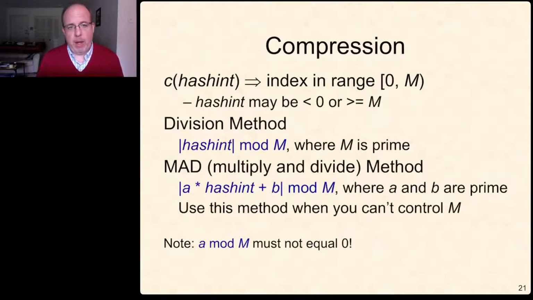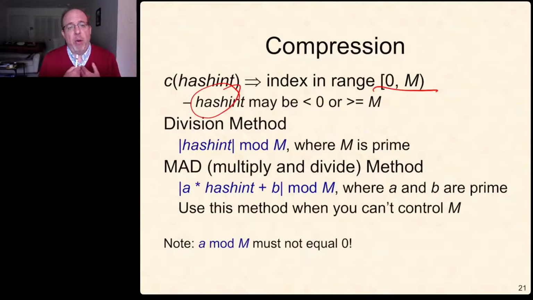Okay, so once we have this integer, so we have some way of taking most of the things we know about so far and converting it into an integer, we need to compress that into the range of 0 to m-1 for our table. So the table's from 0 to m-1. And of course, the thing that we produced from our hash, or our translation function, could be less than 0, or it could be equal to m or greater than m, which would put it outside of the range of the index. So there are 2 techniques we usually use.